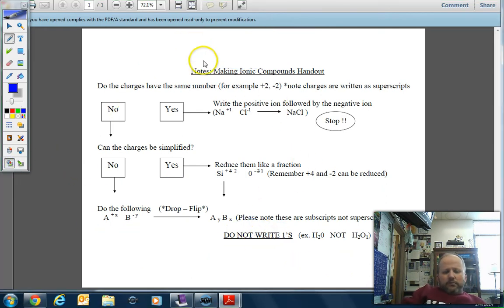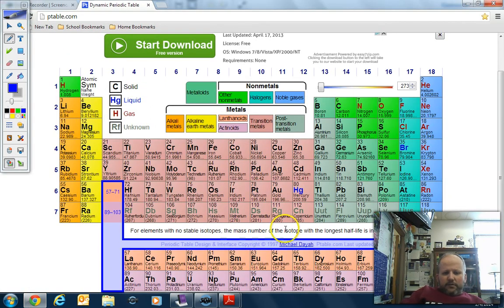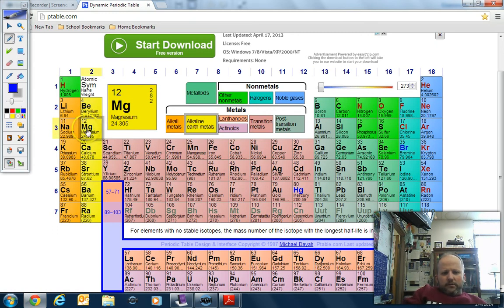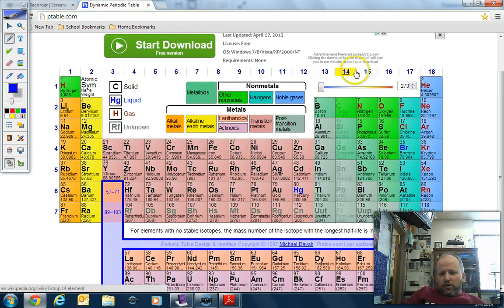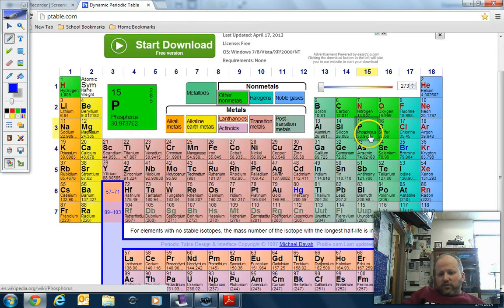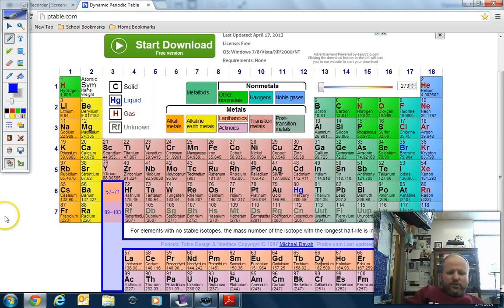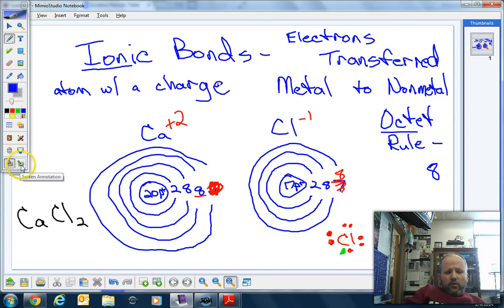Let's do one more example. Let's look at the periodic table to find one to do. Let's do magnesium right here. So I know that it has 2 valence electrons. Because it has 2 valence electrons that want to leave, it's probably going to become a positive 2. And let's just pick phosphorus. Now we know that phosphorus has 1, 2, 3, 4, 5 valence electrons. It's a nonmetal. It's going to want to gain electrons and get to 8. So I know phosphorus is going to have a negative 3 charge. So I go back.